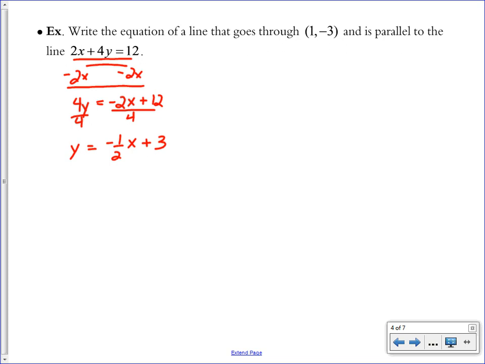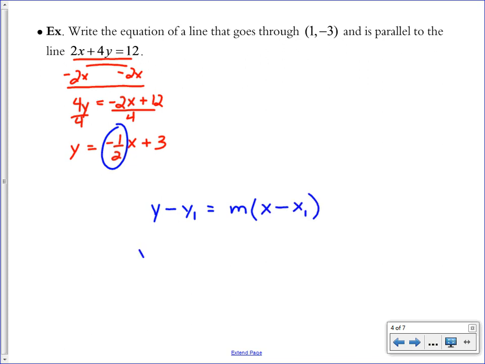So parallel means same slope, and the slope in this equation is -1/2. That's the only information I actually need from that equation. I don't need the 3, just need that slope. So it says write the equation of a line that goes through (1, -3) and has a slope of -1/2, and it doesn't say what form to write the equation in, so I'm going to write it in point-slope form, since that's the information I have. I have the point and I have the slope now.